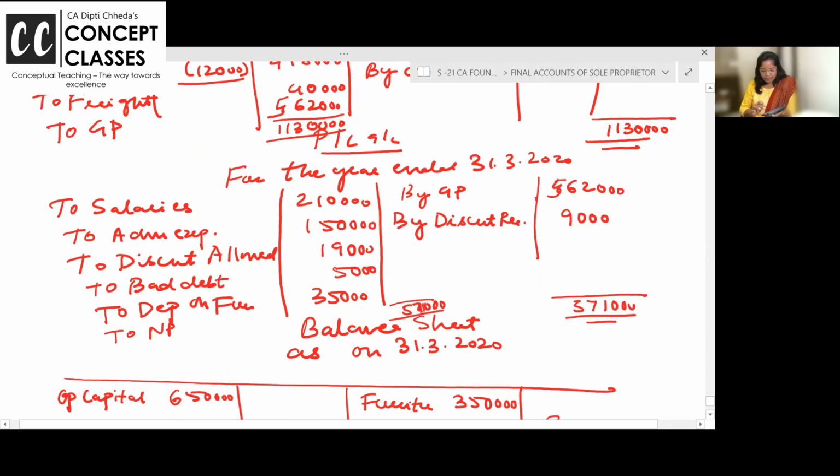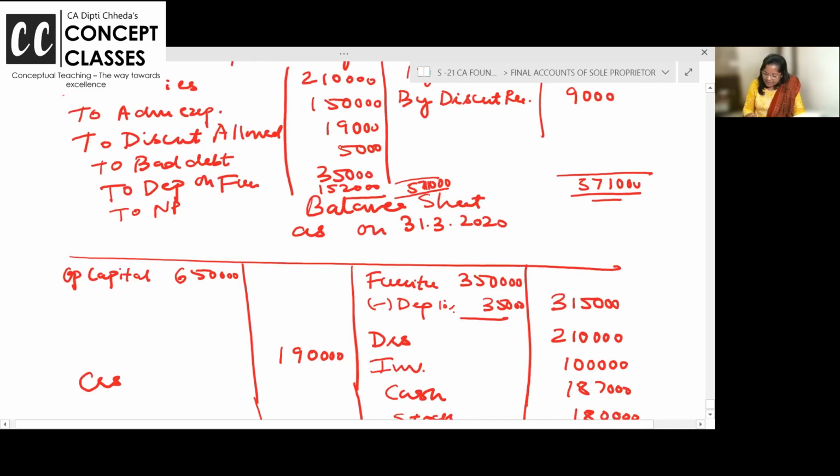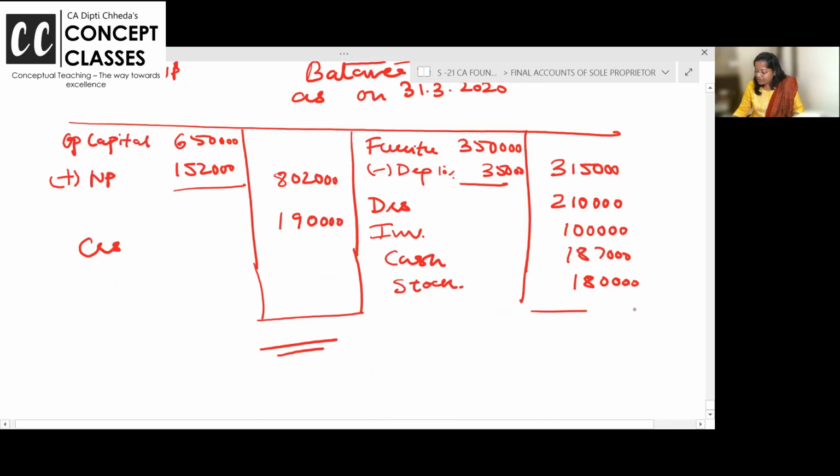5,71,000 minus 210 minus 150 minus 19,000 minus 5,000 minus 35,000. 1,52,000 is the net profit. Easy or not? If they ask you combined problem, there is no error here. It's going to be very easy. This net profit I should add in opening capital, and actually I should deduct drawings, but there is no drawings. So 6, 7, 8,02,000 is going to be your capital, and balance sheet will tally.